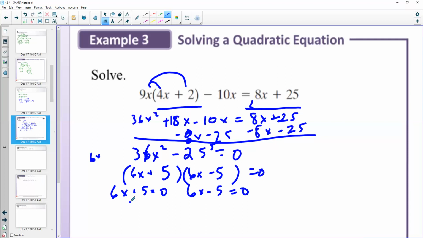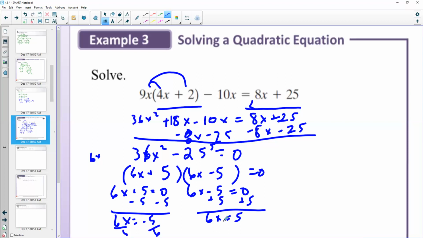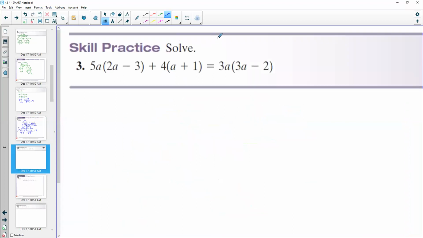Now solve them. Here I'm going to subtract my 5. Here I'm going to add it. So here I get 6x equals negative 5. Here I get 6x equals positive 5. Divide by 6, divide by 6. I'm running out of room. For the first one, I get x equals negative 5/6. And the second one, I get x equals 5/6. And it's finished. It's done. Move on with your life. All good. All right, so try this one.